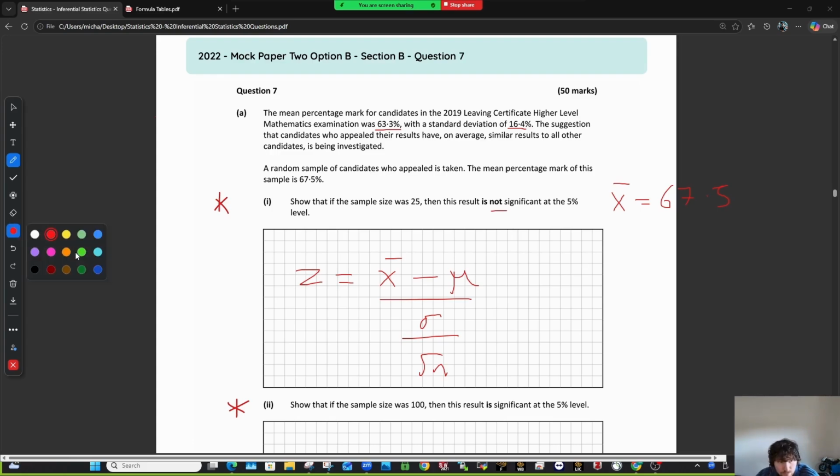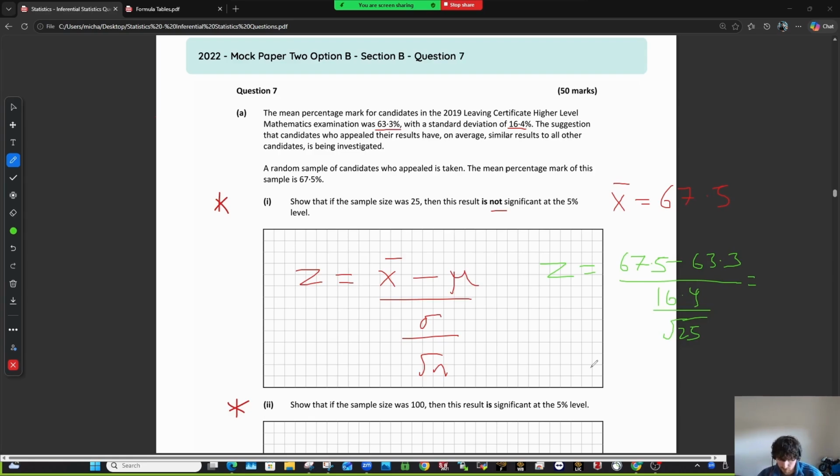Let's do that. This will be a two-tailed test, like all our tests usually are, not like that mock one from before where it was one-tailed. So we go 67.5. It is clearly higher, but is this going to be significant? We have to check with the formula, because the mean of this sample is clearly higher than the overall mean of the population. Then we have 16.4 here for sigma over root 25, which will work out as a 5. So we'll work that out.